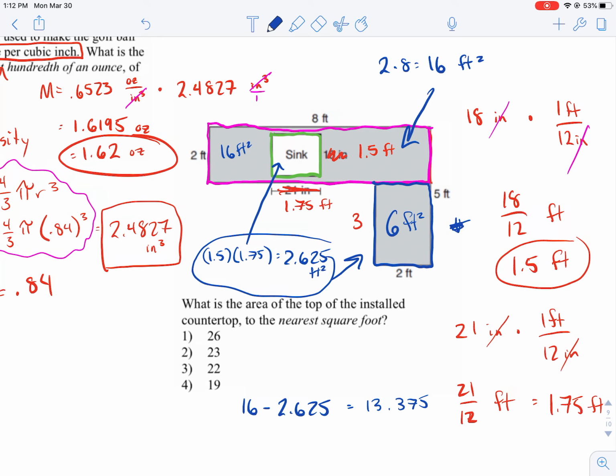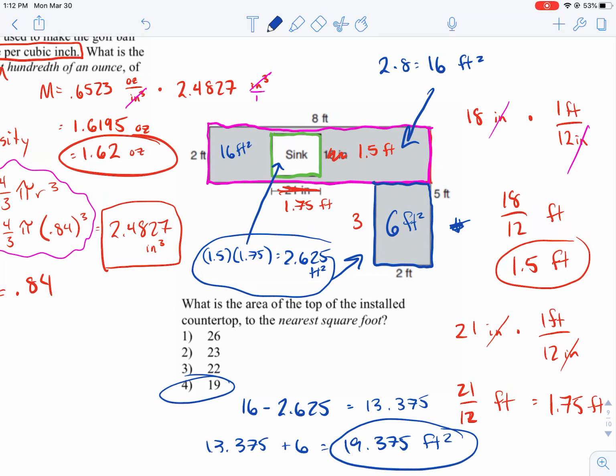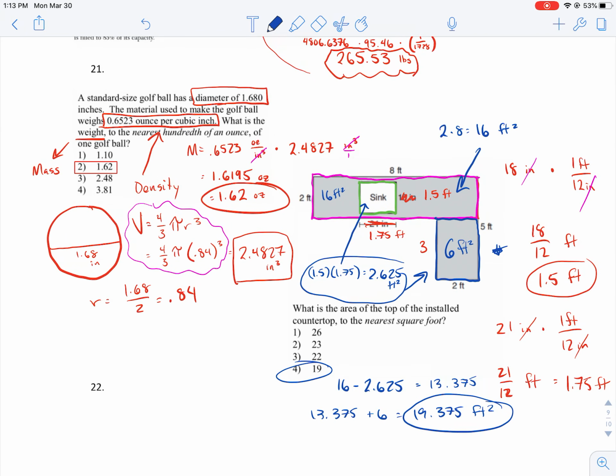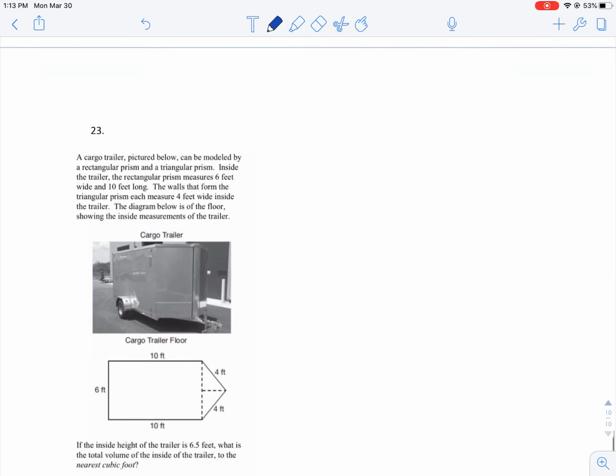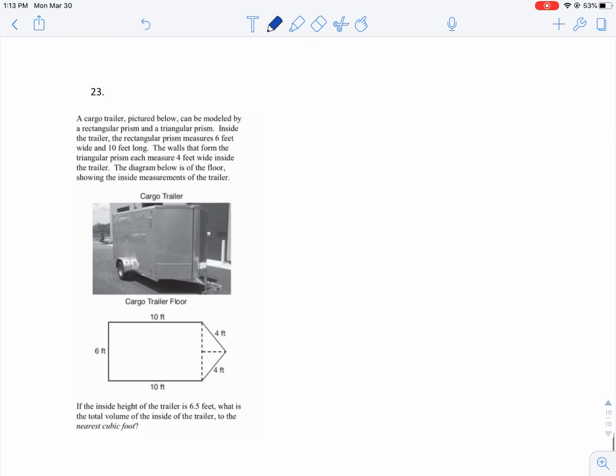Which is 13.375. And then I'm going to add this piece up there, 6 feet. So then 13.375 plus 6 feet is equal to 19.375 feet squared. And it says round to the nearest square foot, which means we would round down. And so our answer is number 4.